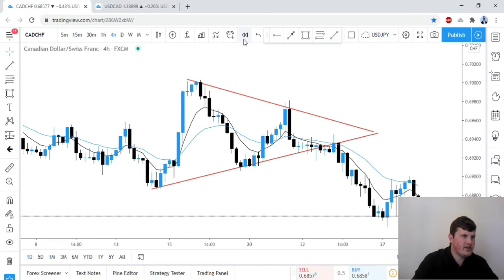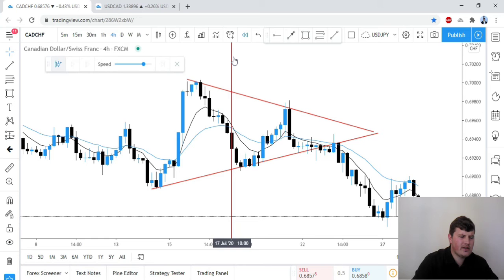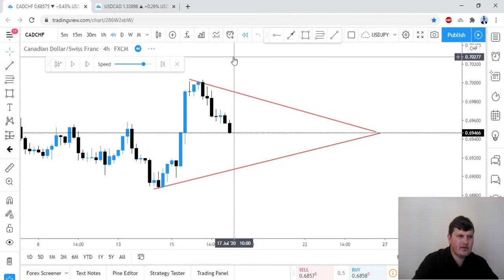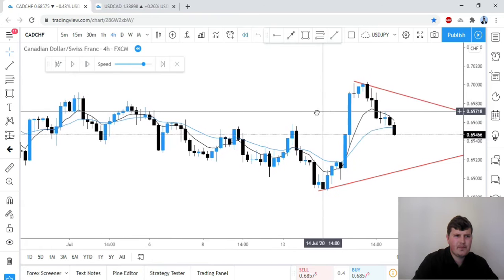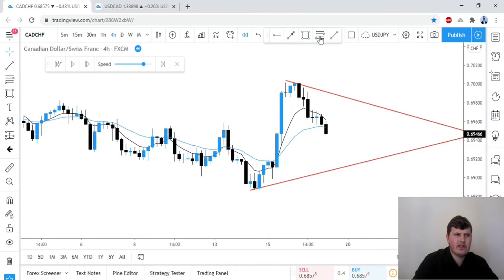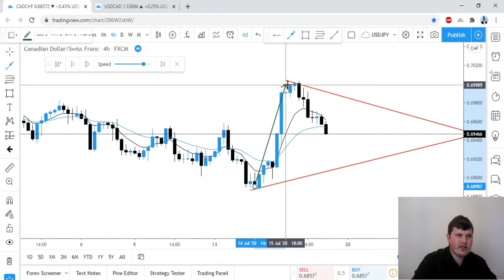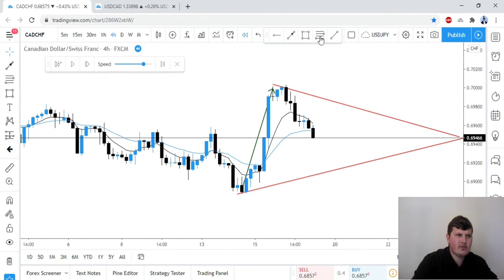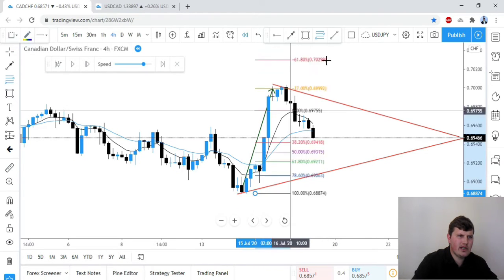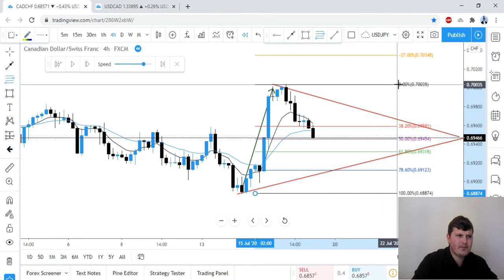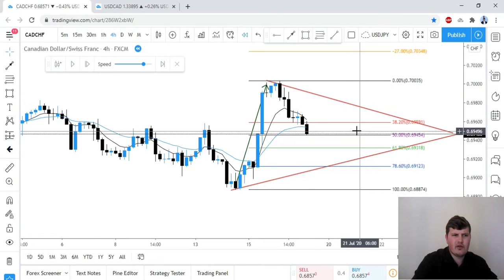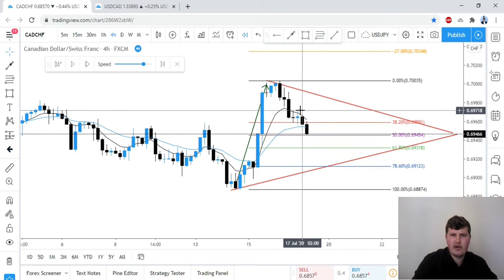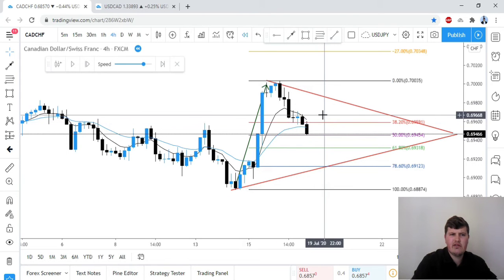let's just use the bar replay tool. Let's, for example's sake, take it over to this area over there. Now let's say you are looking to enter a retracement level from this upward move over here. You are looking to buy the Canadian dollar Swissy, so you place your Fibonacci from the swing low to the swing high, and you wait for the market to react to any of these Fibonacci levels.